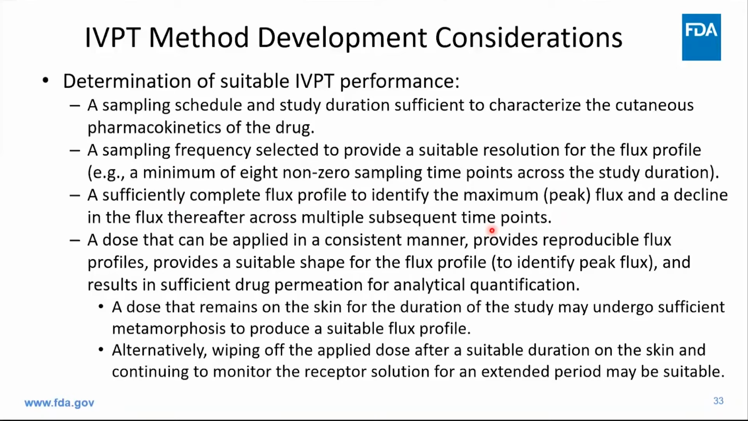You want a dose that can be applied in a consistent manner, that provides reproducible flux profiles, that provides a suitable shape for the flux profile so that you can identify peak flux, and that results in sufficient drug permeating that you can actually quantify it with your analytical method. Now, this can be done with a dose that remains on the skin for the duration of the study and that may undergo sufficient metamorphosis to produce a suitable flux profile. Alternately, there may be ones, like an ointment, that just continues to deliver more and more drug over time, where wiping the product off, where you apply it for, let's say, 4 to 6 hours, wipe it off, and then continue to monitor the cutaneous pharmacokinetics may also be a suitable IVPT method to consider during method development.